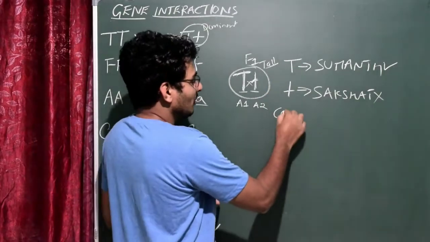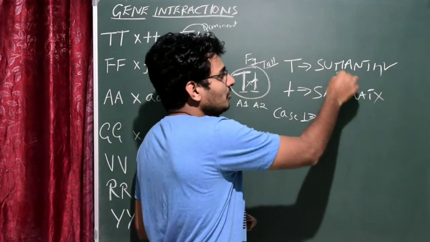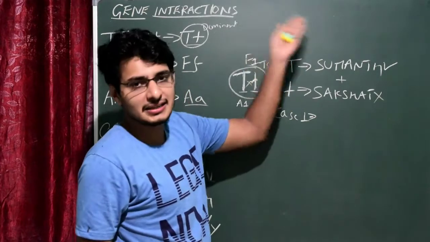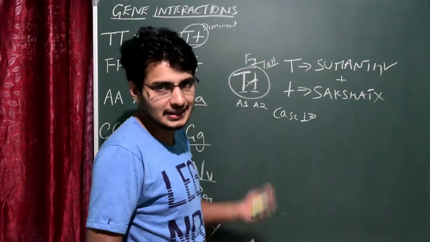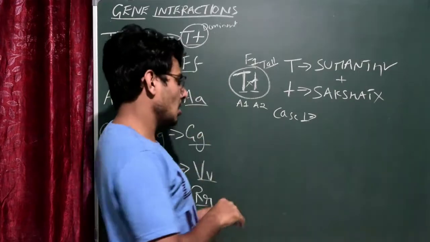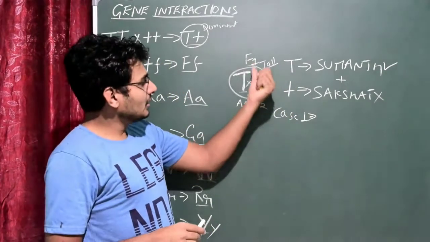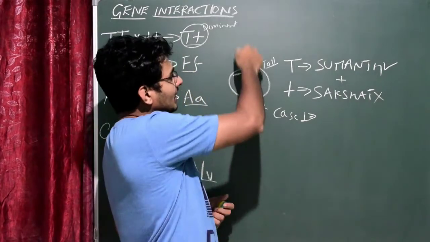Now, case number 1. I am talking about gene interaction. Here, what kind of gene interaction is happening? Capital T is dominating small t. So, as a result, capital T gets expressed. Small t cannot get expressed. That is actually, we know it. That is according to Mendel's law of dominance. Okay, in a heterozygous condition, a gene which is dominant will dominate the recessive one. That's it. Okay, and as a result, it gets expressed.